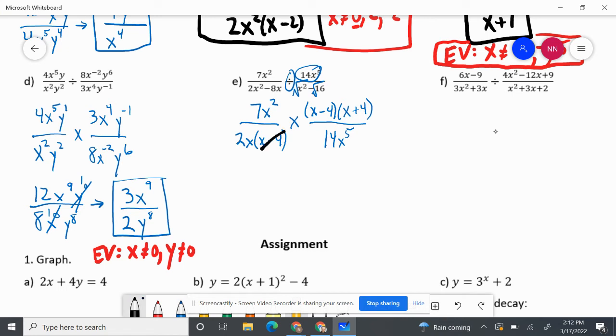So I see the x minus 4's cancel. I see that the 7 cancels with the 14. X squared and x to the 5th cancel. And so 1 times x plus 4 is just the x plus 4. 2 times 2 gives me a 4. X times x cubed is x to the 4th.